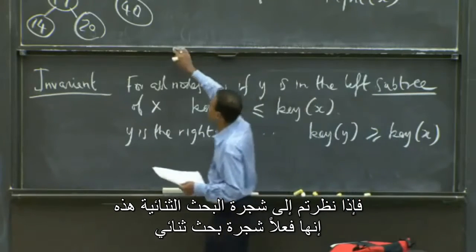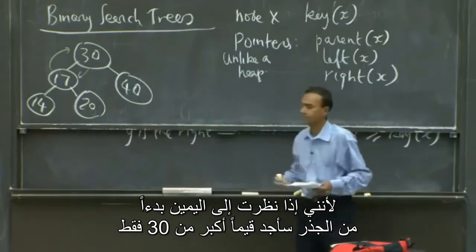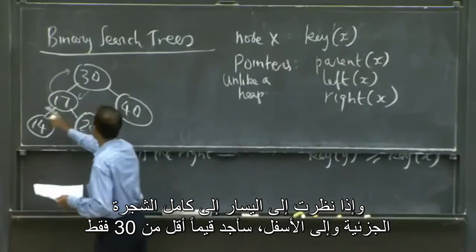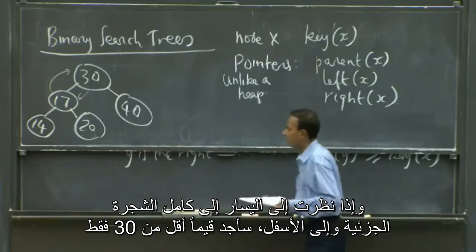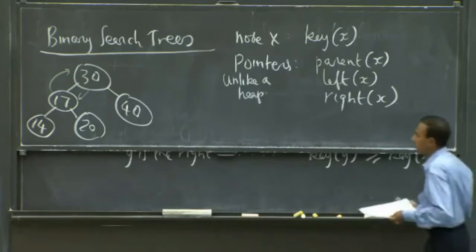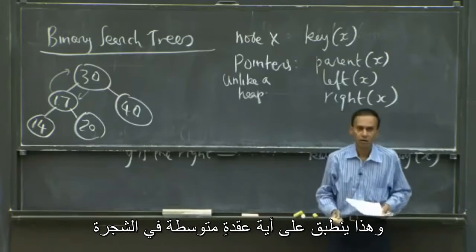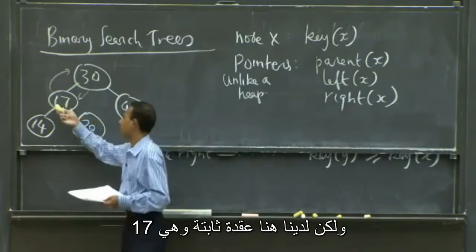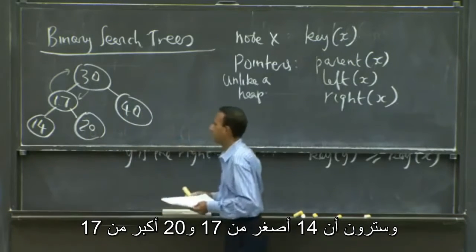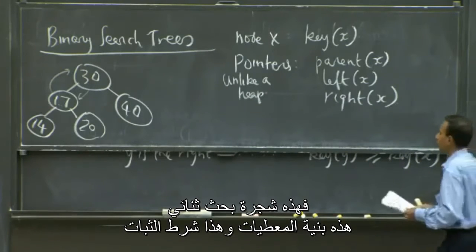And so if you look at this BST, it is a BST, because if I look to the right, from the root, I only see values that are greater than 30. And if I look to the left, in the entire subtree, all the way down, I only see values that are less than 30. And that has to be true for any intermediate node in the tree. And the only other non-trivial node here is 17. And you see that 14 is less than 17, and 20 is greater than 17. OK? So that's the BST.